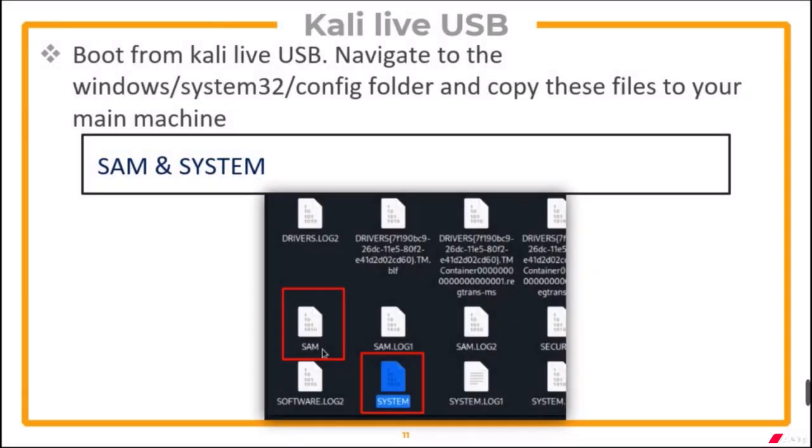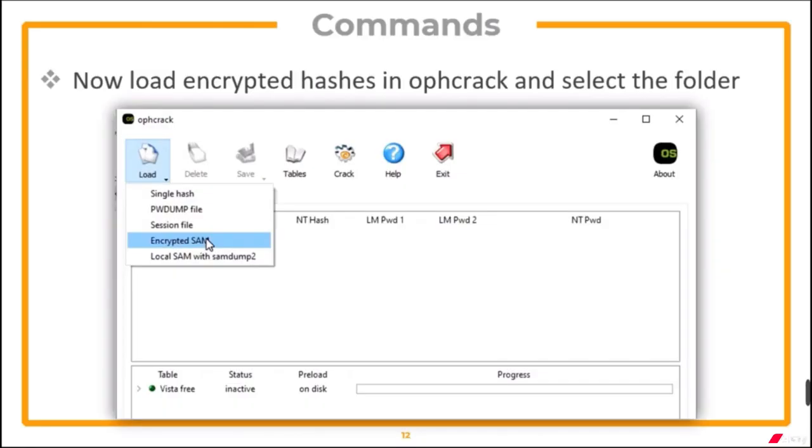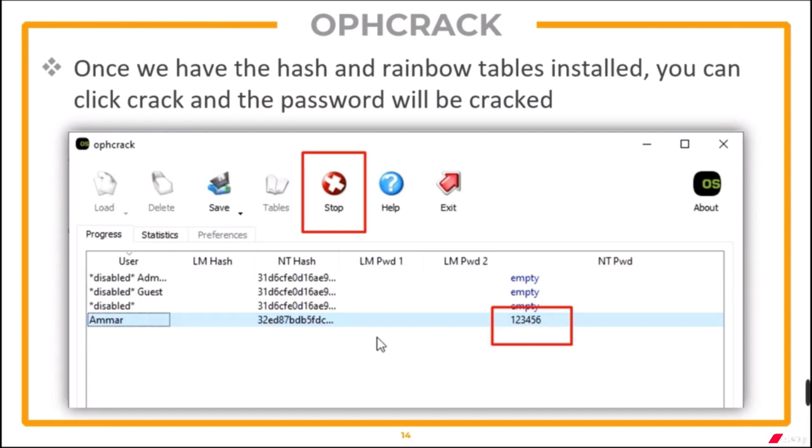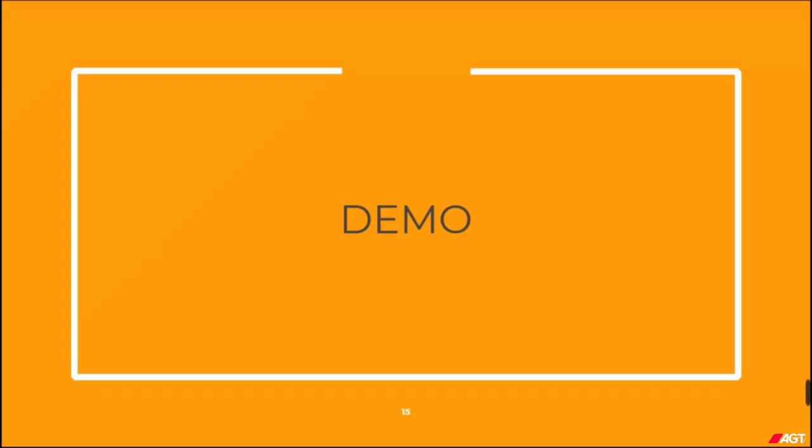Now in the third method, you can boot from Kali Live USB. You can navigate to the Windows System32 config folder and copy SAM and system files. Once copied to the main machine, you can click on load encrypted hashes in AllCrack and select the folder. Now let's see how we can crack hashes. Once we have the hash and rainbow tables installed, you can click on crack and the password will be cracked. Now let's see the actual demonstration.